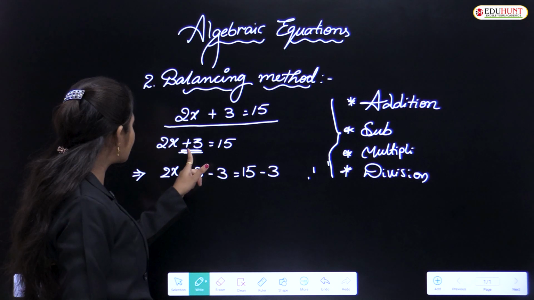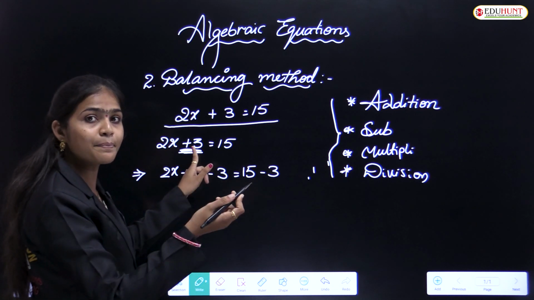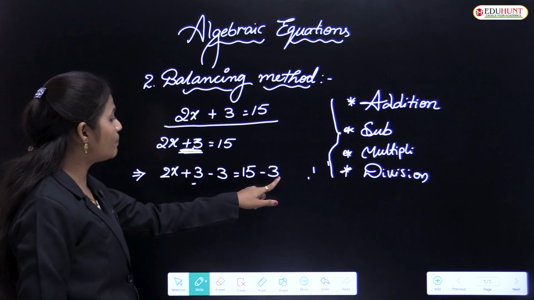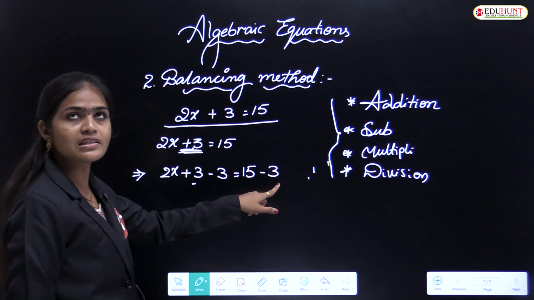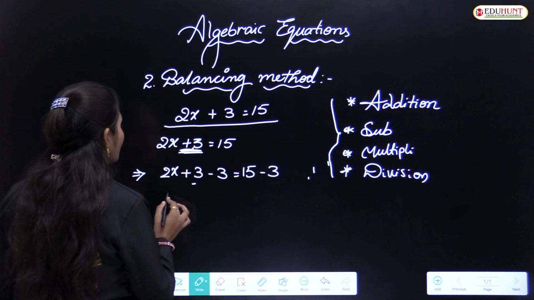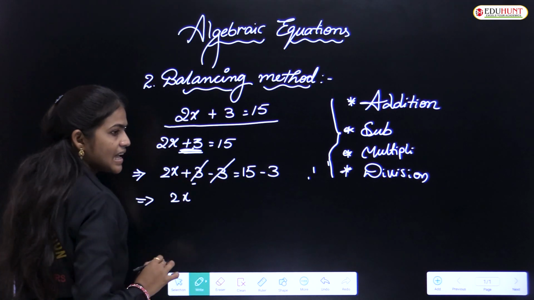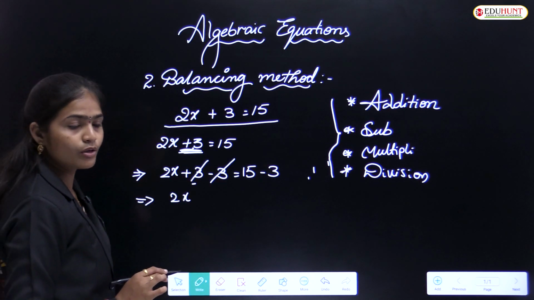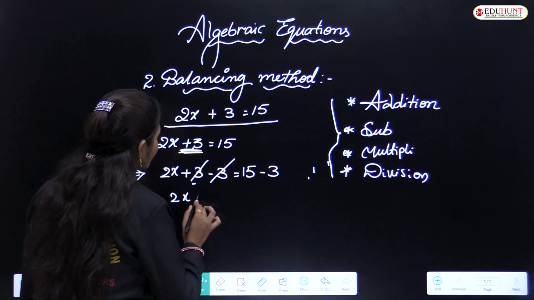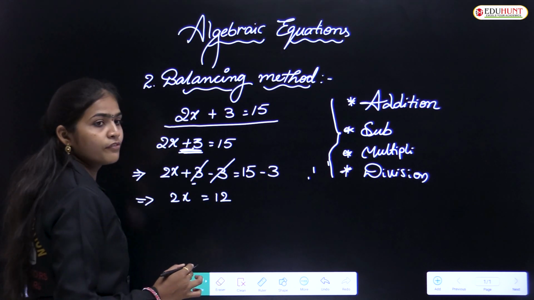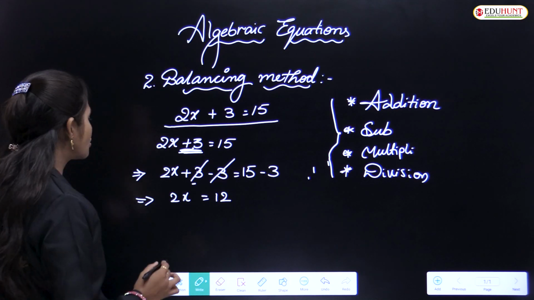So which number is there? Plus 3 is there, so we subtract 3. Okay, so minus 3, and the same value we write on the RHS also, so that is also minus 3. So 2x plus 3 minus 3 gets cancelled. We know that plus 3 minus 3 is 0, no? So that gets cancelled. So 2x is equal to 15 minus 3, which is equal to 12.